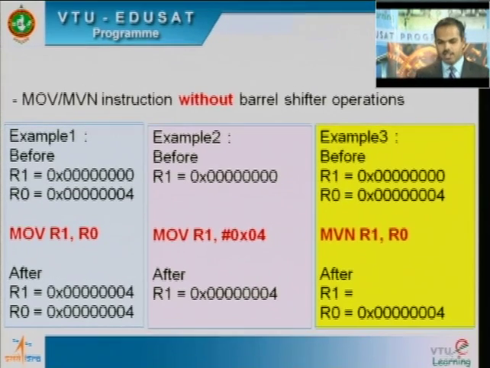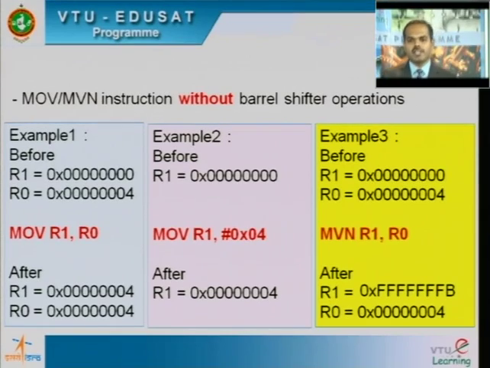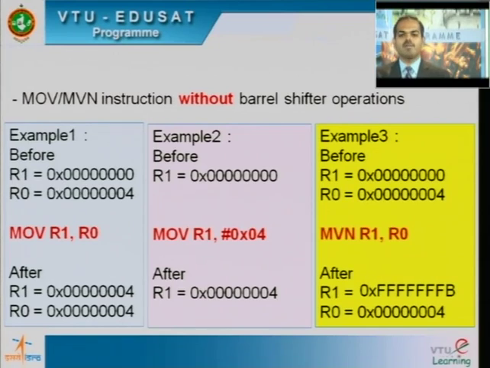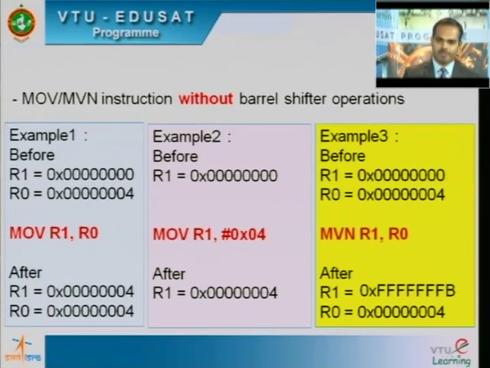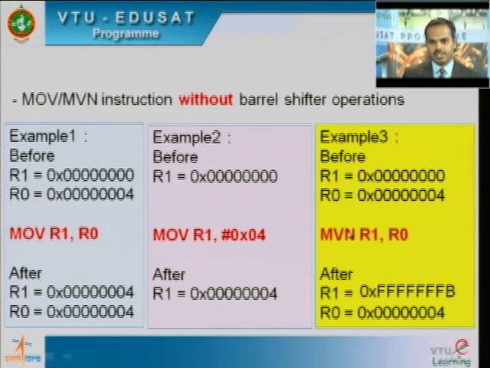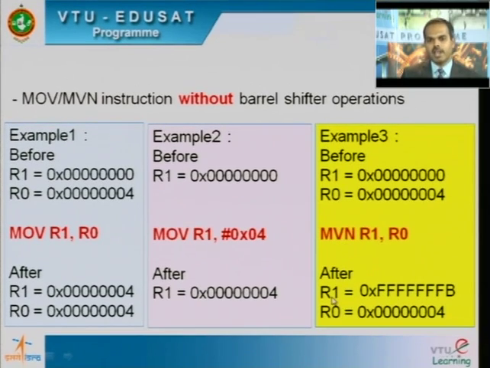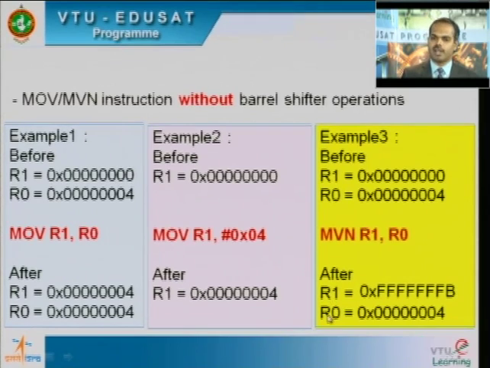Yes. The content of R1 is the ones complement of 4. Ones complement of 4 in 32-bit value is 7 Fs followed by B in the last nibble. That is, ones complement of 4 is B. So, after the execution of the MVN instruction, R1 has the ones complement value of R0.